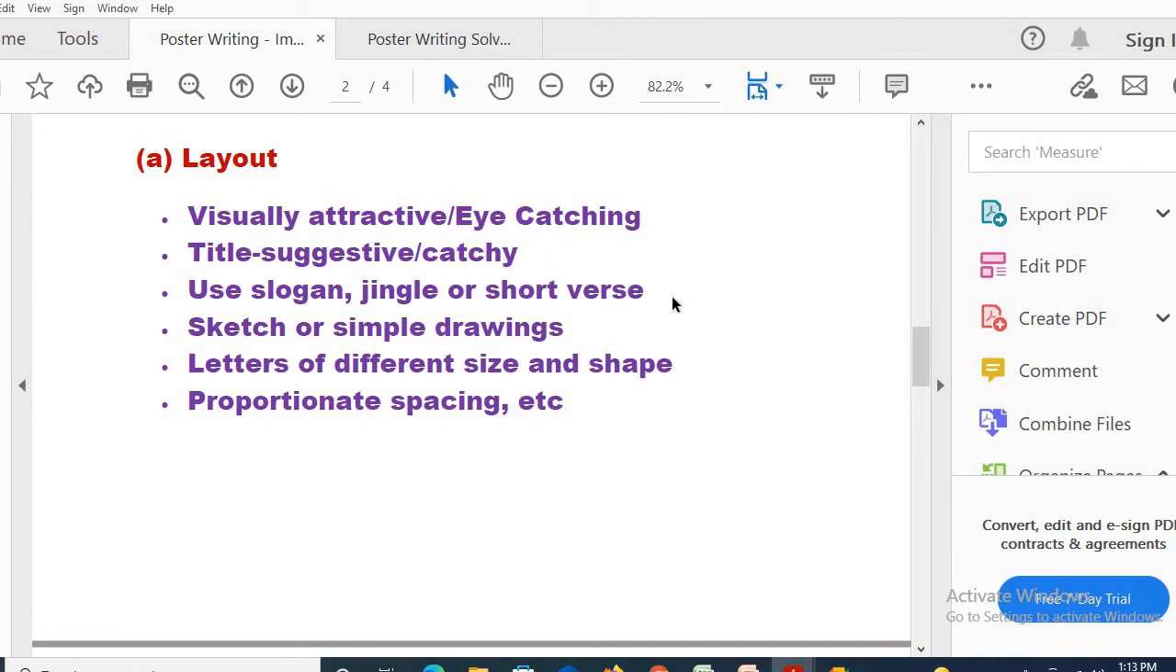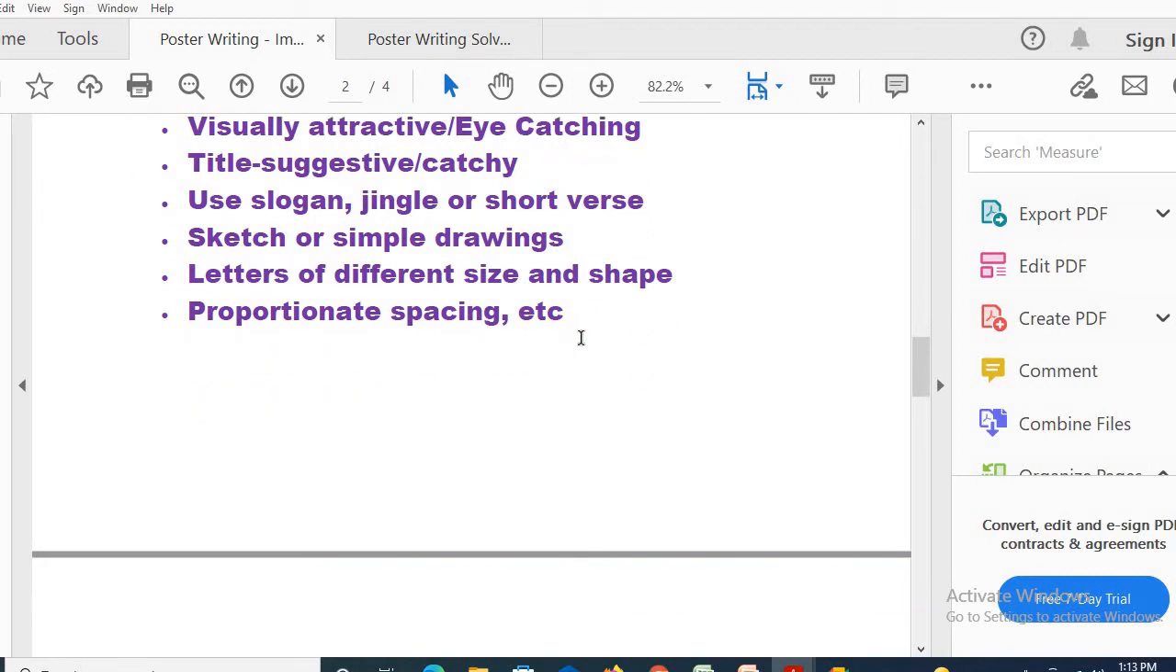Slogan, jingle, short words. Jingle means rhyme or short words. Slogans and statements are the hallmarks of a good poster, and they should be included. Sketches or simple drawings you can give, but don't pressurize your mind with the drawing part. If you express it properly using statements, slogans and an attractive title, it is more than enough. If you still want to draw something, the drawing should be very simple and go along with the topic you are drafting the poster on.